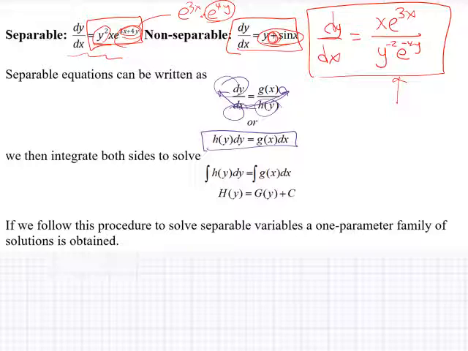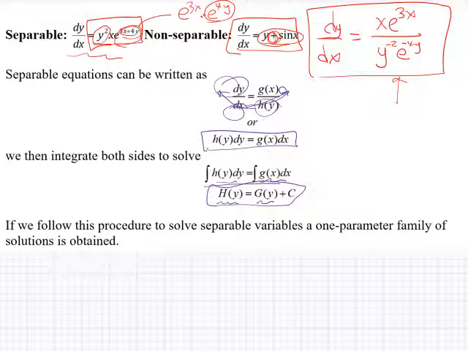And if you notice, the variables are separated. Y is on one side, x is on the other. Then we're going to integrate both sides of the equation. The integral of h of y dy is just the antiderivative of that h function, and the integral of g of x dx is just the antiderivative of that g function, and there is my solution.